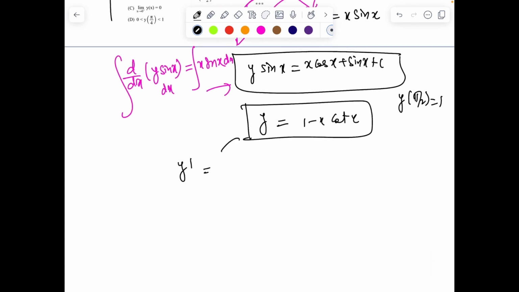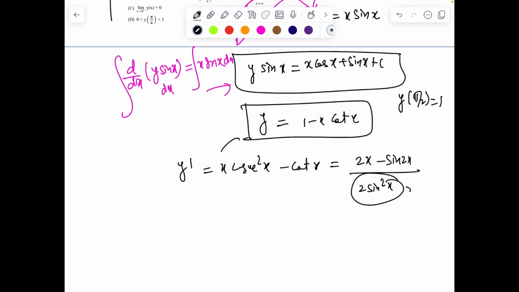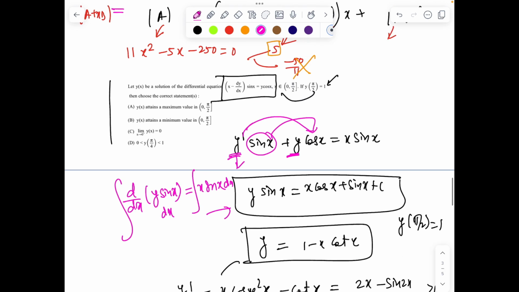Now if we differentiate, y dash will be x cosec square x minus cot x, and that is giving 2x minus sin 2x divided by 2 sin square x. This quantity is always positive, and you know sin 2x is less than 2x, so this is also positive in x from 0 to pi by 2. So hence y is strictly increasing in 0 to pi by 2, in this interval.